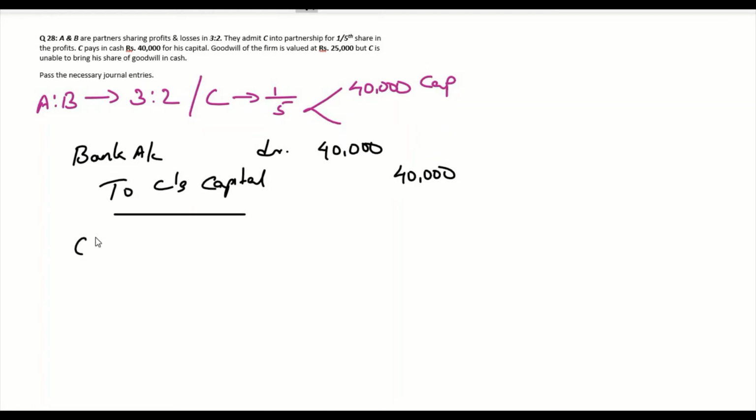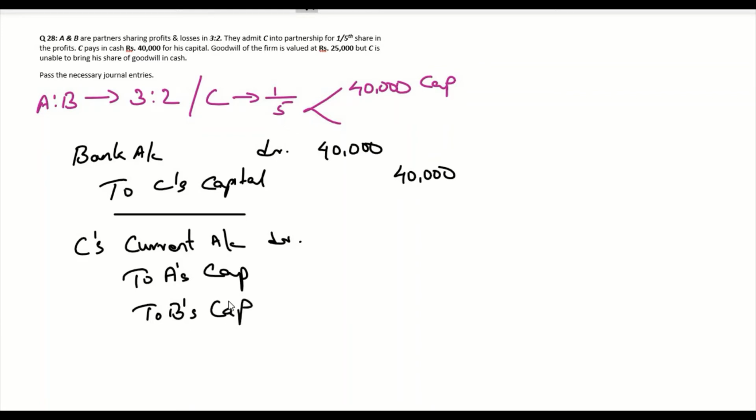So the journal entry for that will be C's current account. Since he is not bringing in money as cash, it's going to be C's current account debit to old partners' capital, to A's capital, to B's capital. This in their sacrificing ratio, which we know is 3:2. But we have to calculate what is the goodwill that C has to bring in.